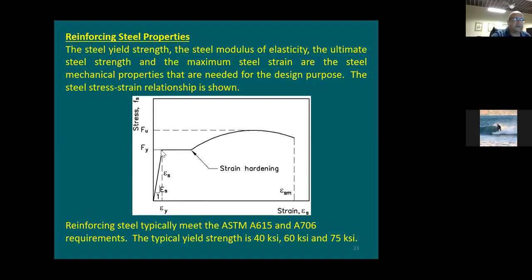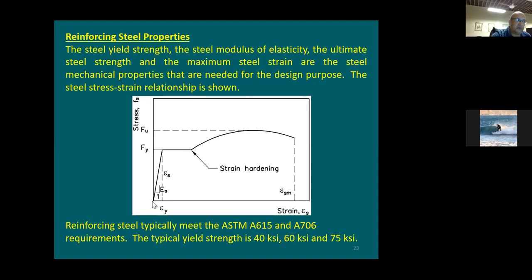Once you hit this point, which we call the yield point, you're going to see no resistance to the tension. So the steel bar here is not resisting. You have lots of elongation and no resistance at all in this region. This is why we call it yielding, because now the rebar is yielding to the tension applied on it. You have lots of strain and no gain in stress. Now the rebar is kind of gone.